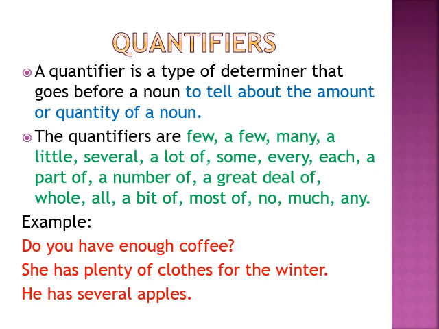Now here are some examples of quantifiers. Do you have enough coffee? So it is telling us about the amount of coffee, that how much coffee. It is asking a question that how much coffee do you have? She has plenty of clothes for the winter. How many clothes she has for winter? He has several apples. How many apples he has.